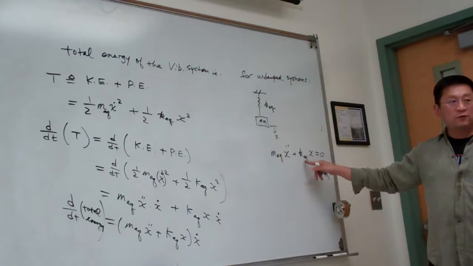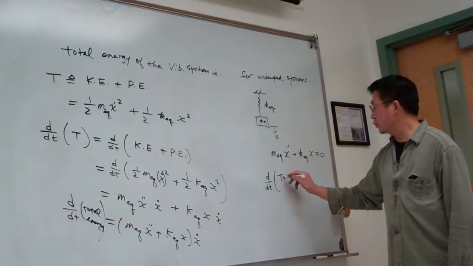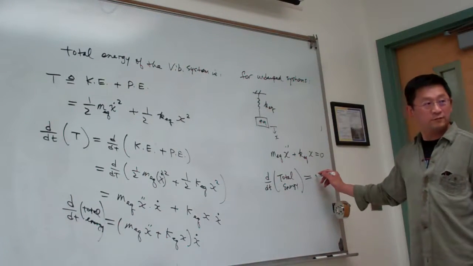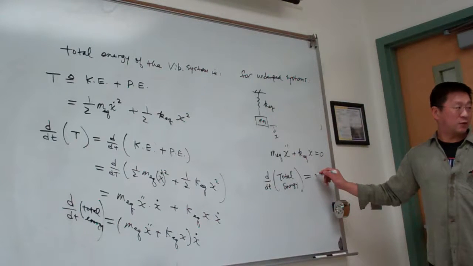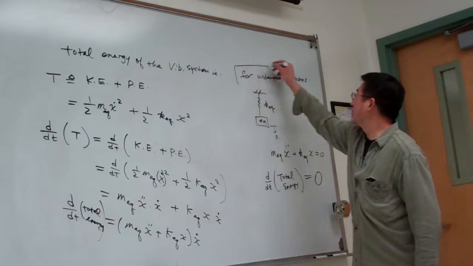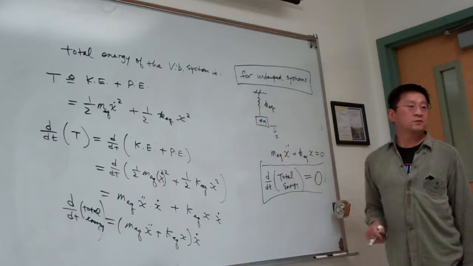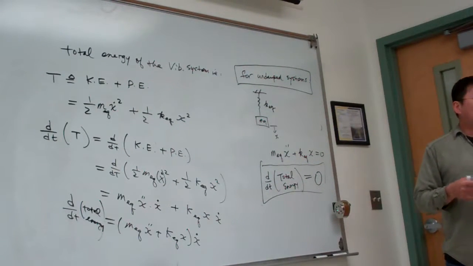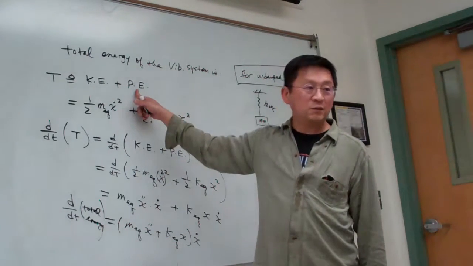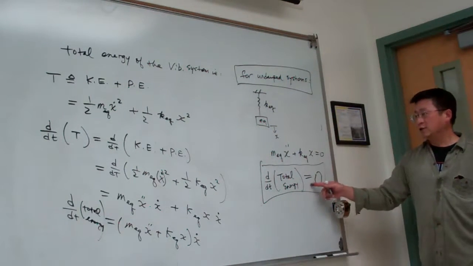With these things in mind, for an undamped system, our derivative of the total energy equals how much? 0. So for undamped vibration systems, we have a principle. If you are able to formulate the total kinetic energy and potential energy of the system, you simply take the derivative. That will lead you right away to the equation of motion.